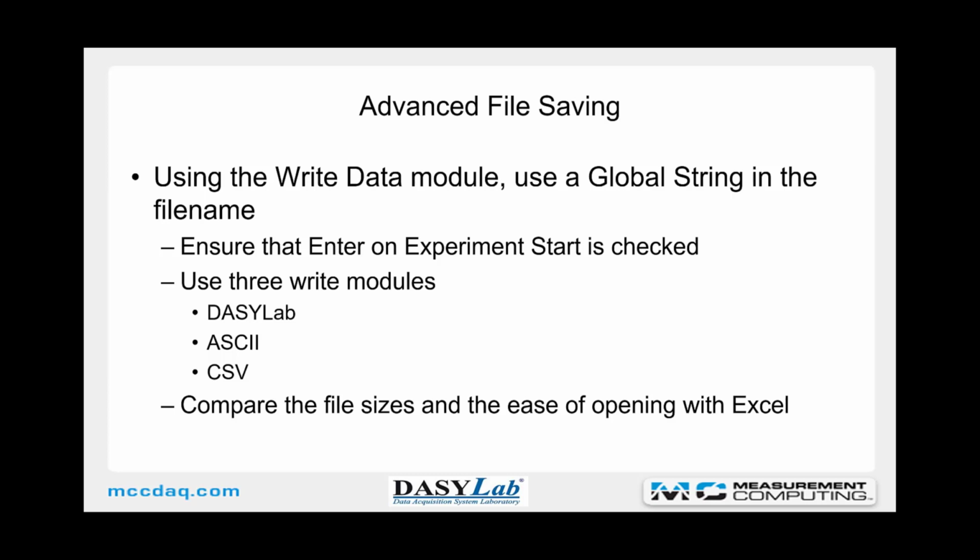So we'll start by taking the write data module. We'll use a global string in the file name. We're going to ensure that enter on experiment start or measurement start is checked. And then we'll set up 3 different write modules, one for DASYLab, one for ASCII, one for CSV. And then we'll compare the file sizes and the ease of opening with Excel.